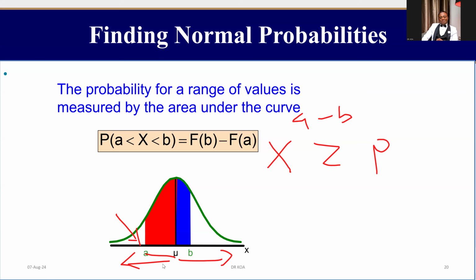But because the movement is always starting from the center going left or center going right, if I have to find the blue area, I will just go and find the Z value for B, and then read it from the probability table. And then after that, that will give me the blue area. Remember, the probability is the area. That will give you the blue area.